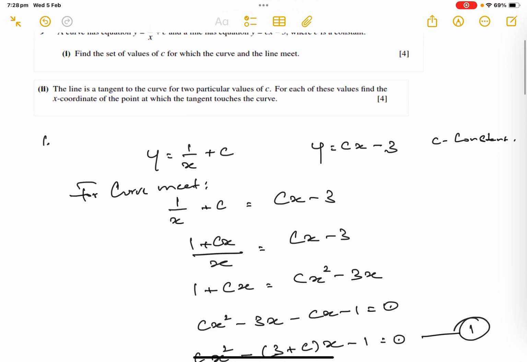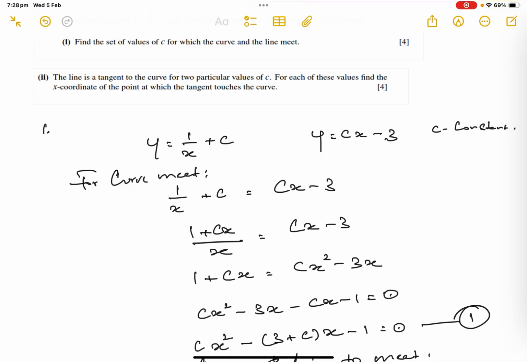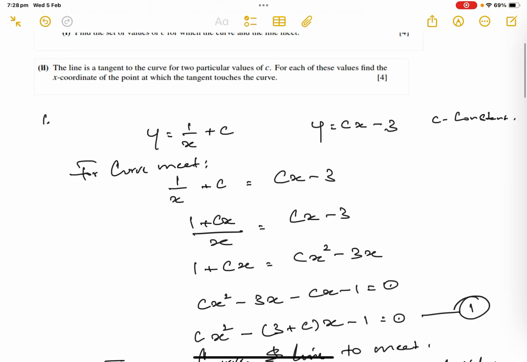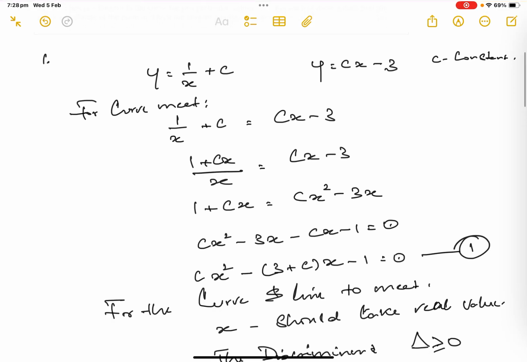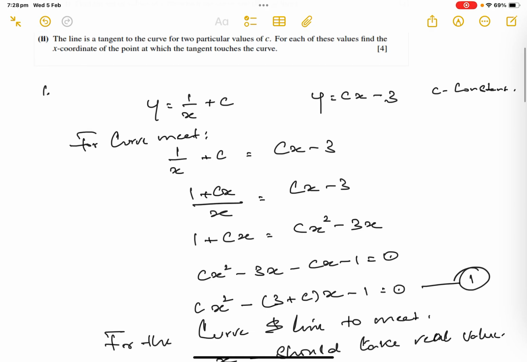Okay, let's start with part 1. The curve equation is y equals 1 over x plus c, and the line equation is y equals cx minus 3. For them to meet, the two expressions should be equal: 1 over x plus c should equal cx minus 3.